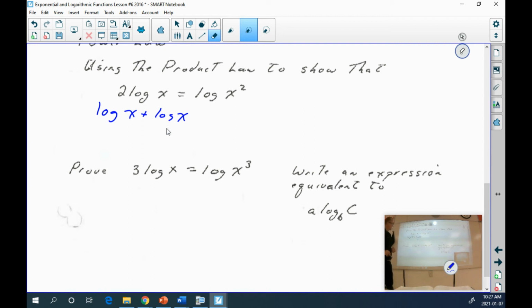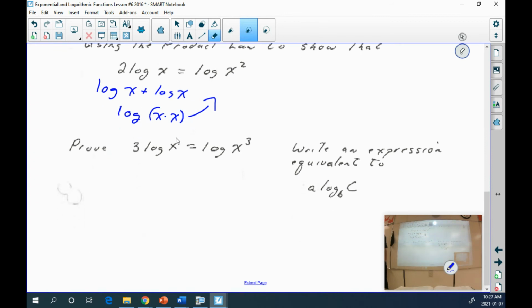Okay? So I've basically blown it up. I've got log x plus log x. Now I've got the sum of 2 logs. So I can write this as log of x times x, which is equal to x squared, or sorry, log of x squared. So that case is true.